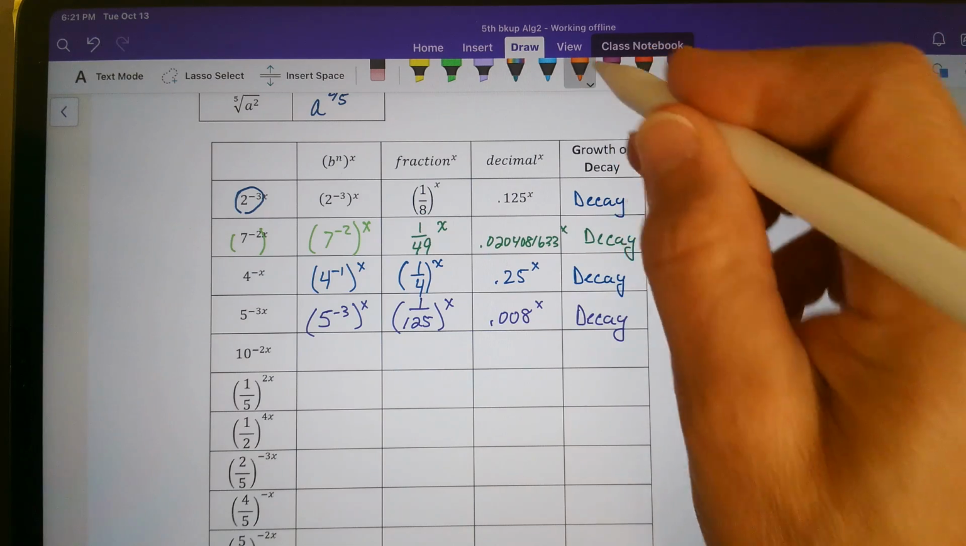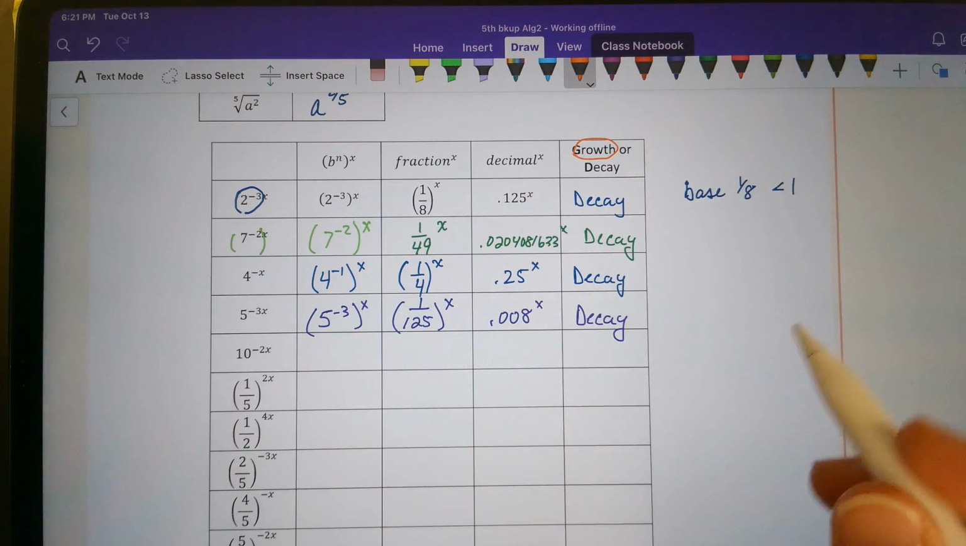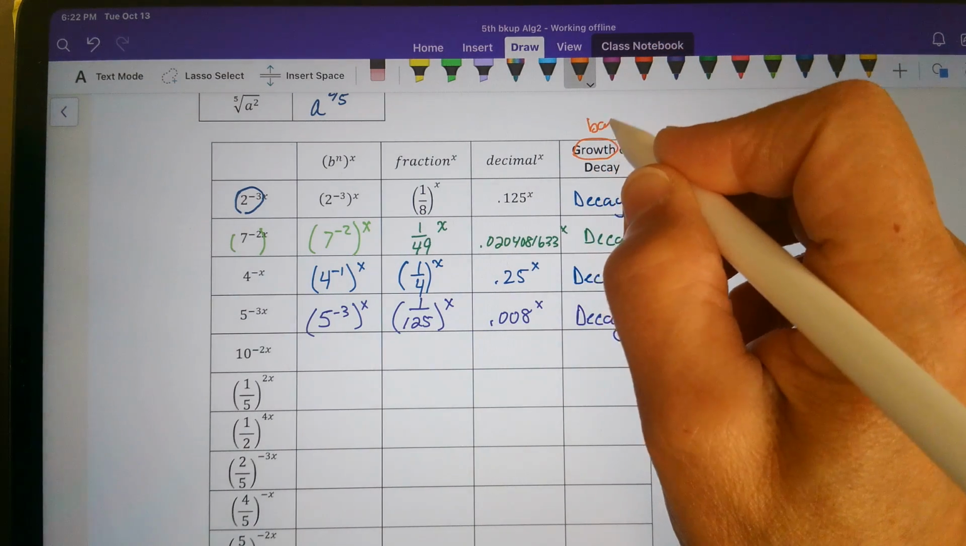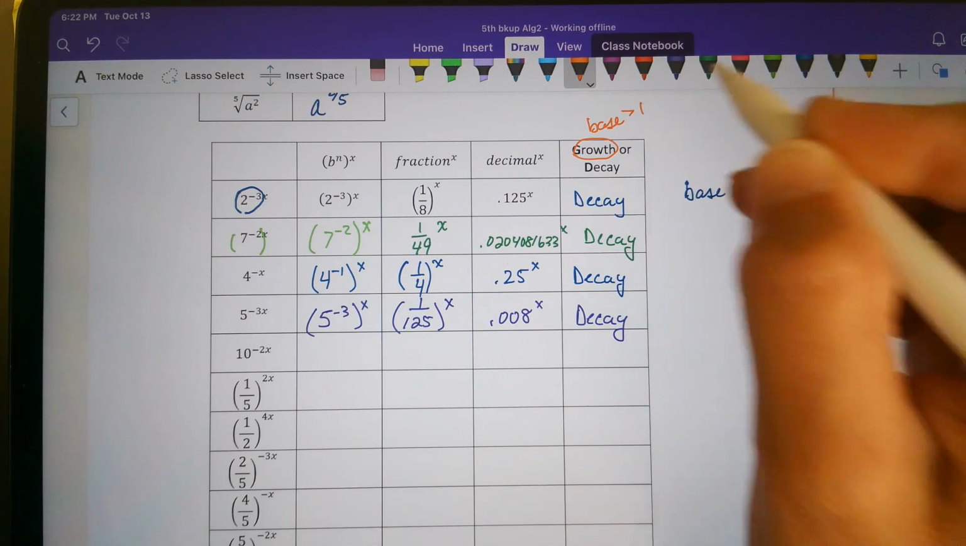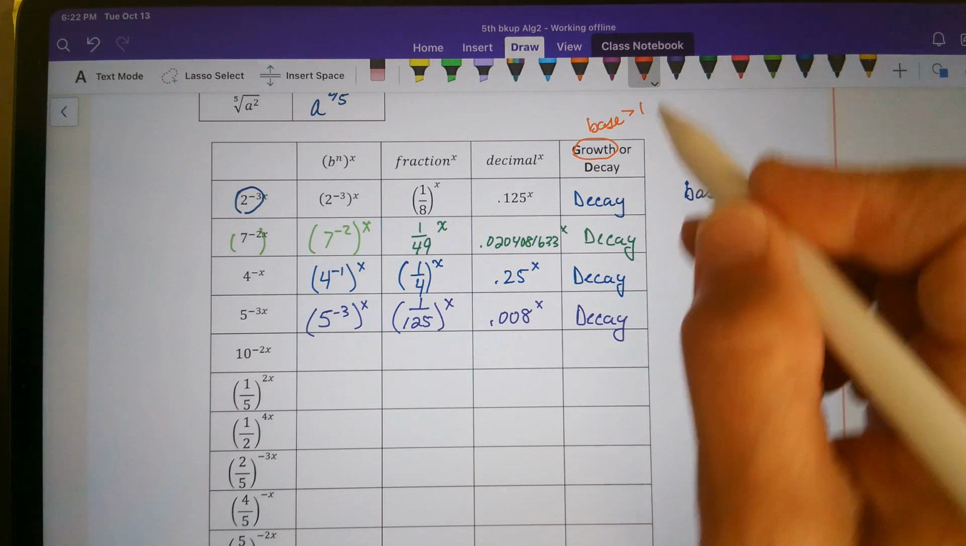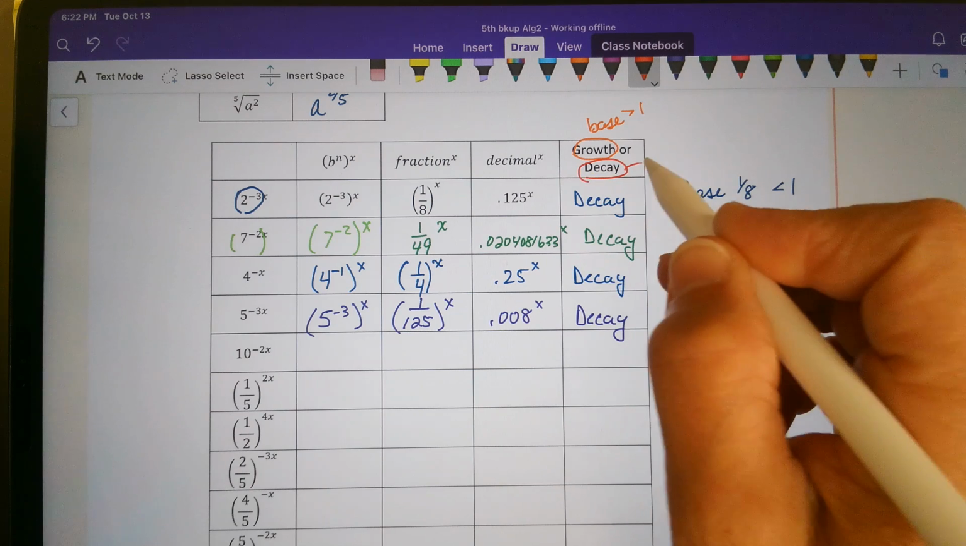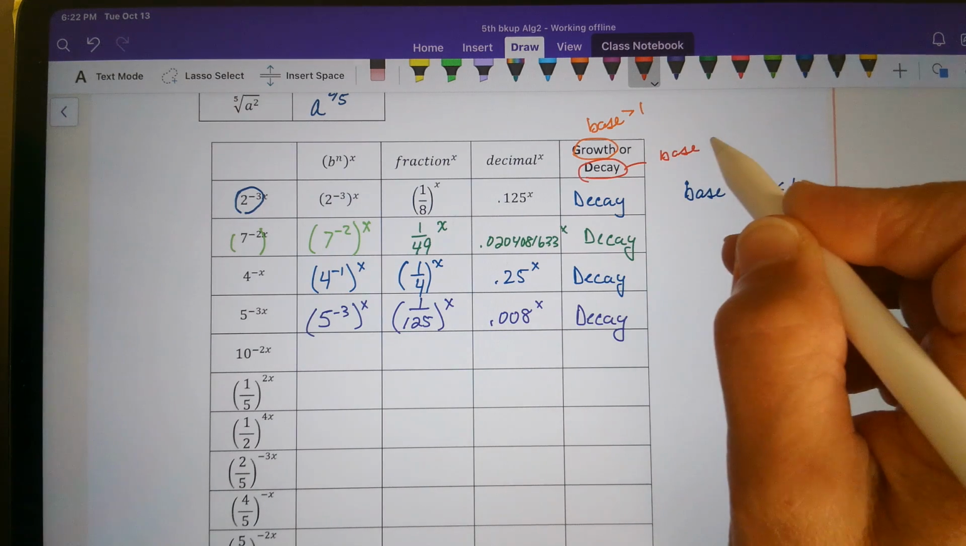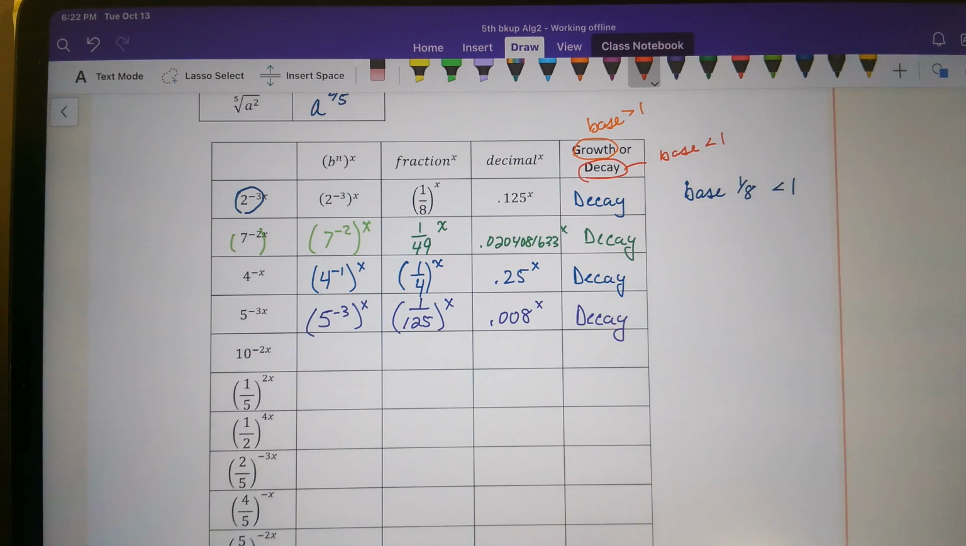We have growth when our base is greater than 1. And decay when our base is less than 1.